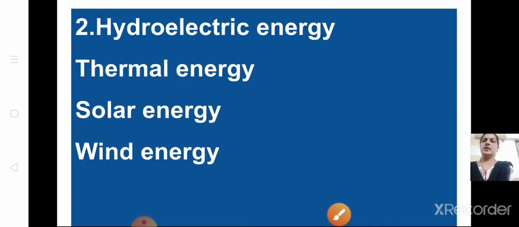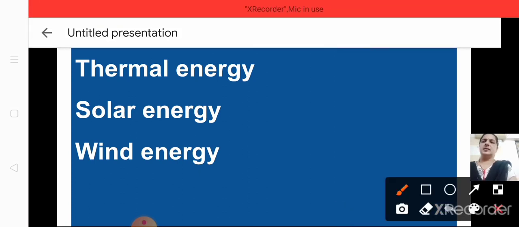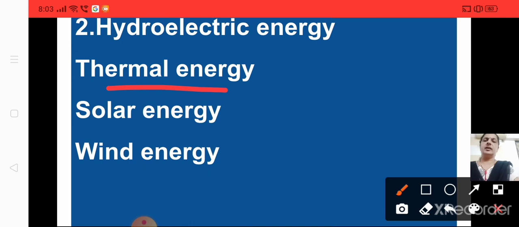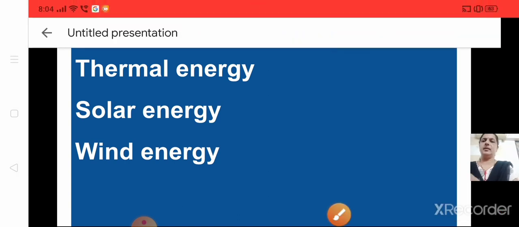Shall we go to the next one? Yes, here also: hydroelectric energy, thermal energy, solar energy, wind energy. In this also you can see which is the odd man. Yes, thermal energy is the odd man. You will get simple ones only, so no need to worry. You just have to go through the textbooks fully.